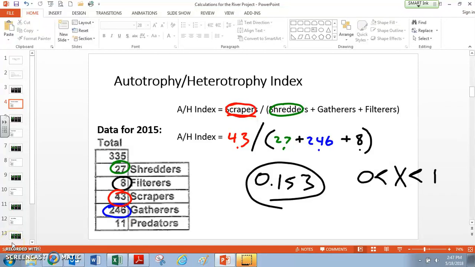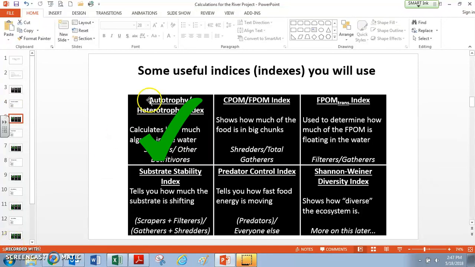They all work pretty much the same. They're pretty much plug and chug. Okay, so now that we know autotrophy, heterotrophy, let's look at the FPOM index.